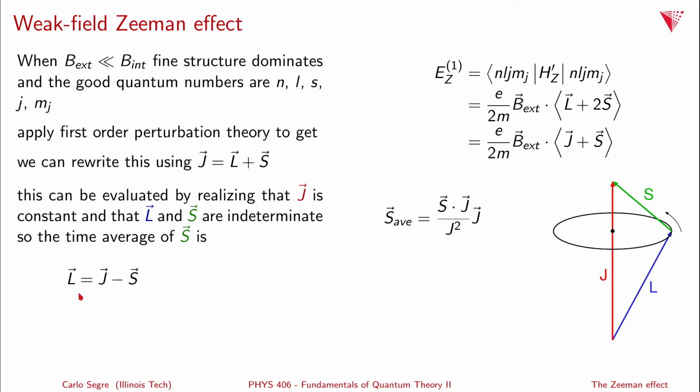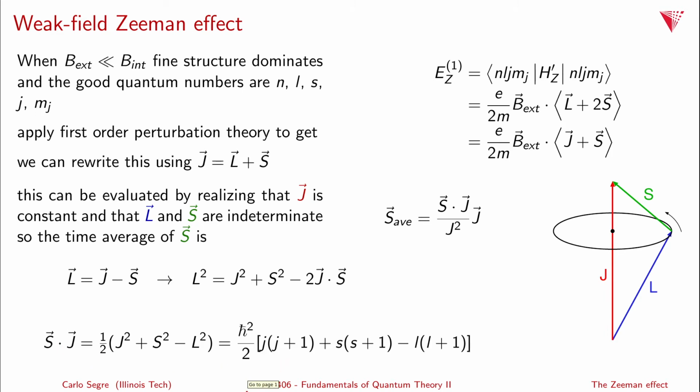L is then equal to j minus s, and we can write L squared is equal to j squared plus s squared minus 2 j dot s. Therefore, s dot j, which is the term we need up here to get the expectation value of s, is equal to 1/2 times j squared plus s squared minus L squared. So we use the same trick as we do to calculate L dot s for the spin-orbit coupling, but now it's a little bit different. We're calculating s dot j.